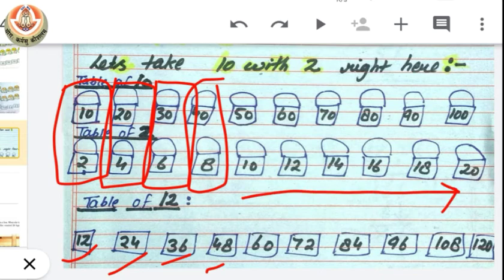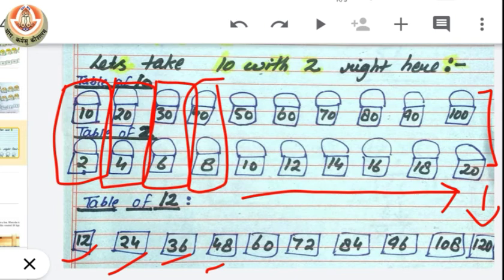Similarly, we have to add till the multiplication of 10. So at the end, when we add 100 and 20, we will have 120. So you can easily check that when we add the table of 10 and 2, we will have the table of 12.